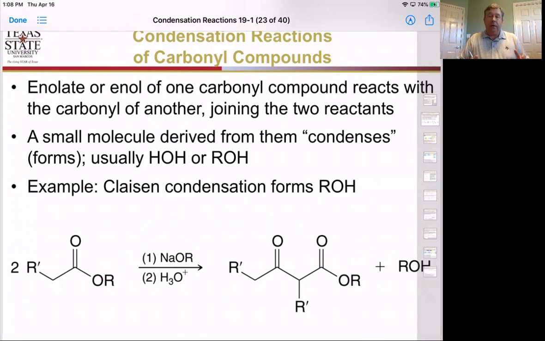The first example I want to talk about is called the Claisen condensation, which forms an alcohol. In this case, we take an ester with two alpha hydrogens. We use a base to deprotonate that to form the enolate. The enolate then reacts with the carbonyl of another ester, liberating our diketo compound and our alcohol.